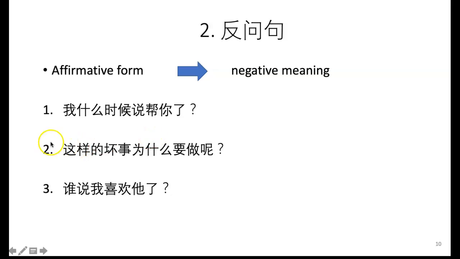好，now let's look at the second one. 这样的坏事为什么要做呢？Why do this kind of bad deed? But the real meaning is actually the opposite. You should not do a bad deed like this. Okay. 好，那我们看第三个。谁说我喜欢他了？Who said that I like him? What you really want to say is, I don't like him.